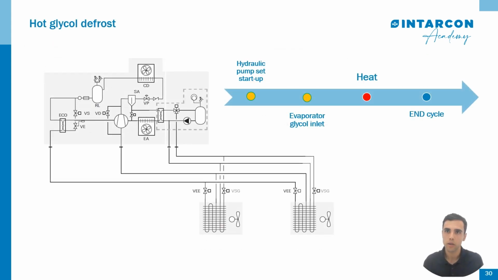The last method involves the use of a hot glycol solution, which is pumped through coils or pipes located inside the evaporator to melt the accumulated ice. At the start of the defrost, the glycol solenoid opens and the pump is activated. This hot glycol is directed to the evaporator, which has an independent circuit, and once finished by temperature or time, it cuts off and collects the glycol in the buffer tank.